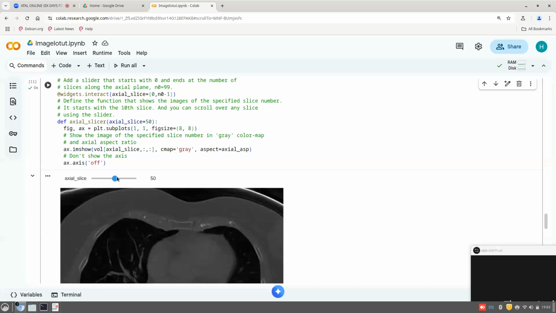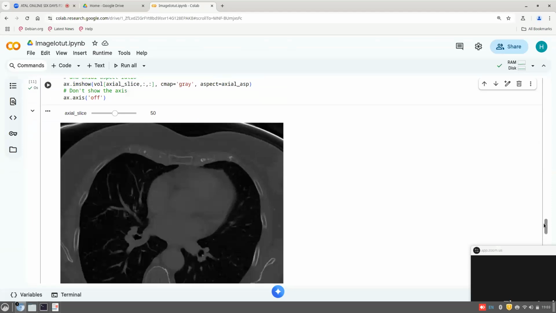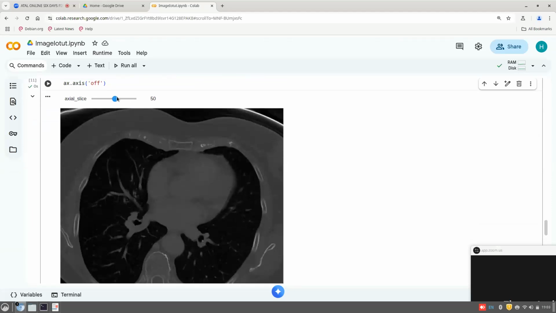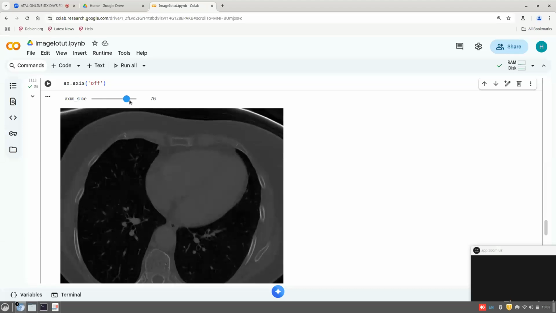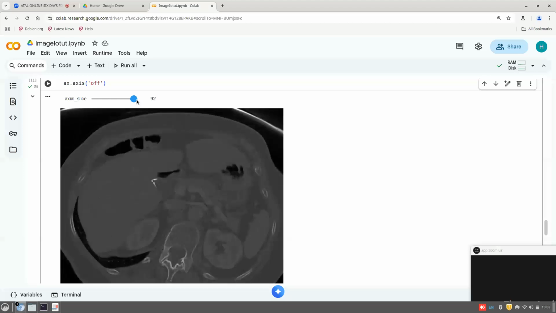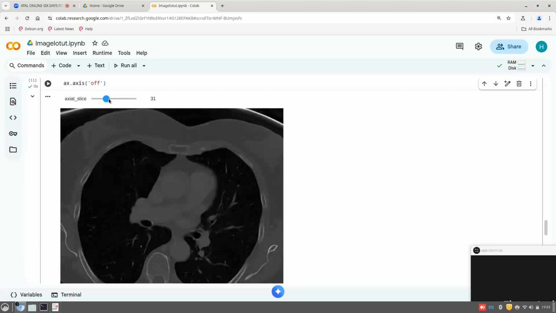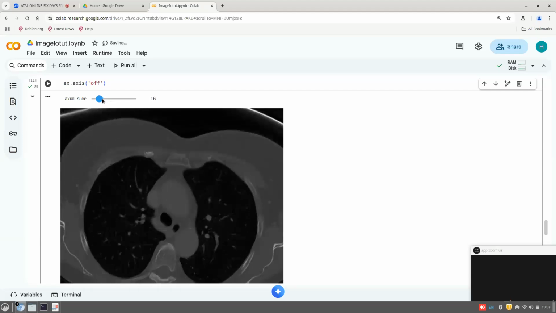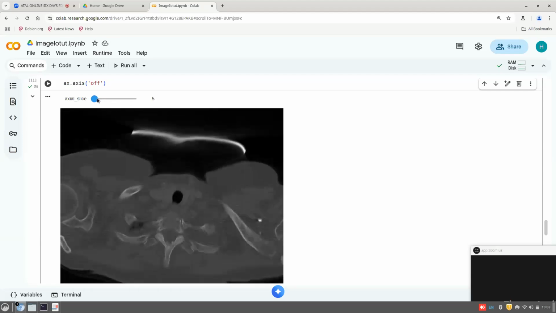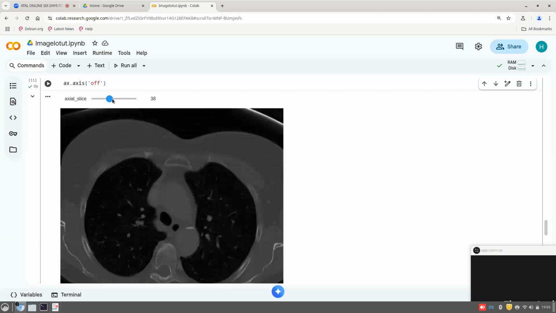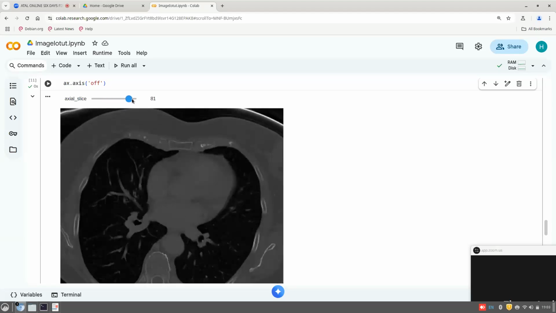So you can build widgets to view different slices of the images along the axial plane or transversal plane. So this is the 50th slice. Generally, we take the center slice if you don't have much computational power, but otherwise we have to look into all the slices. So I'm just moving this slider. You can see how the slices vary. So this is actually the slice along the length of the human body. So how the slices vary along the axial plane or transversal plane.